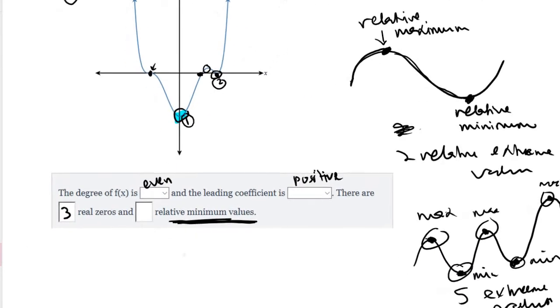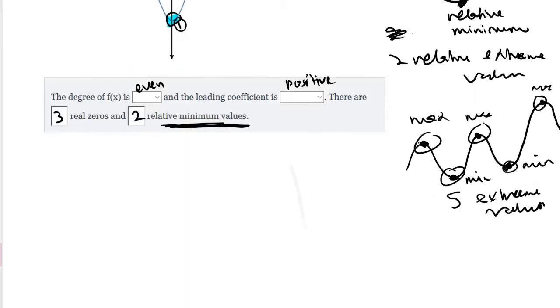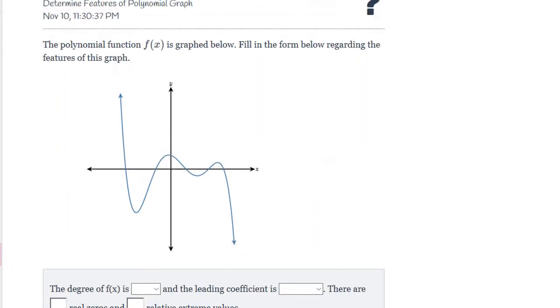All right, anyway, so that's a relative minimum. It's going to be two of them. So for this part, you are just counting the troughs or the peaks, okay? Let's see another example of that.